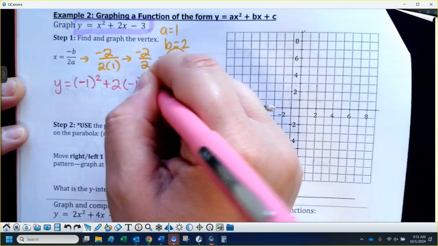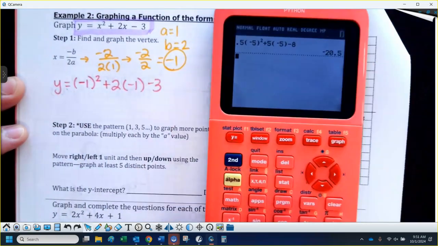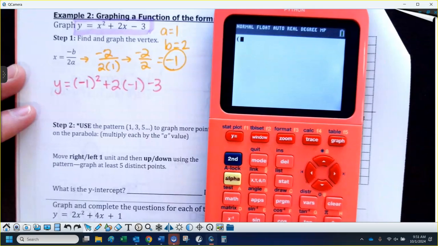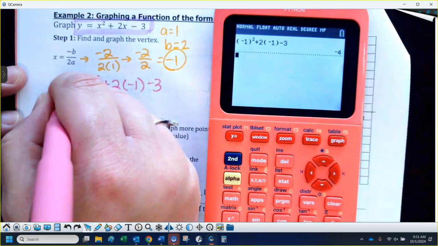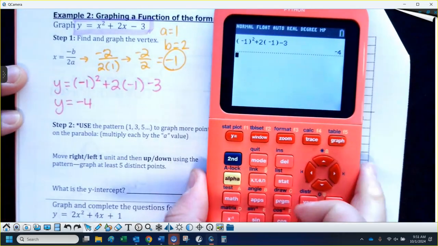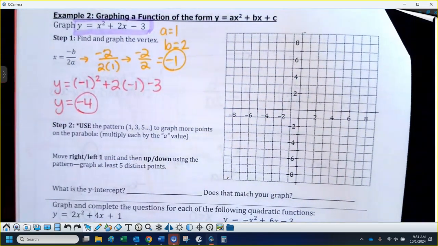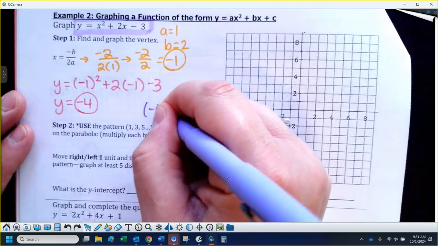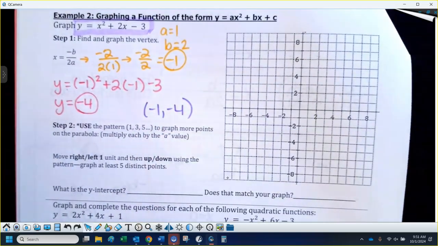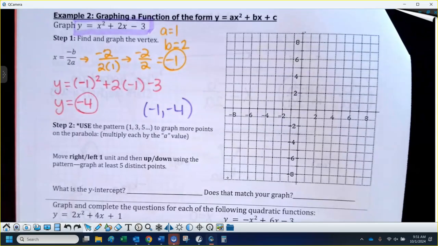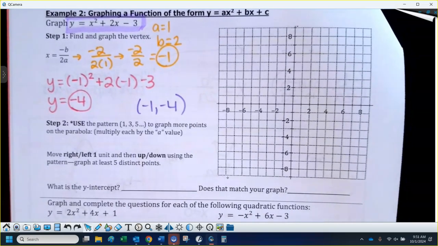Plus 2 times -1 and then -3. If you want to do it by hand, do it by hand. If you want to do it on the calculator, that's what I'm going to do. So -1 squared plus 2 times -1 minus 3. Y coordinate of that vertex is -4. So if I have my vertex, if you have vertex form, we were just finding the vertex and using the pattern. We can just do that here too. You just have to do a little bit more work to find the vertex if your equation is in standard form.